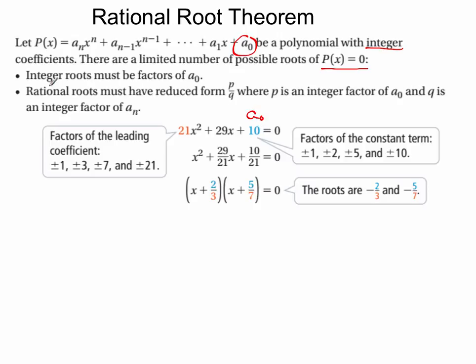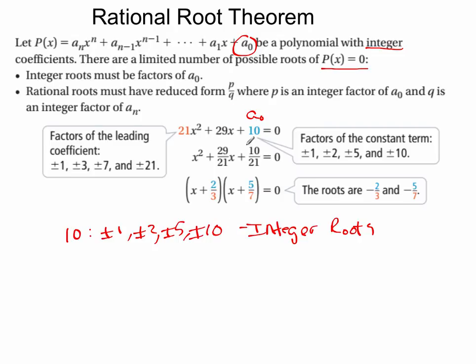So if I'm going to have an integer root of this polynomial, it has to be one of the factors of 10. Well, what are the factors of 10? Well, plus or minus 1 is always 1, plus or minus 2, plus or minus 5, and plus or minus 10. These are the only possible integer roots. Now you'll notice I'm not saying it is. All I'm saying is possible.